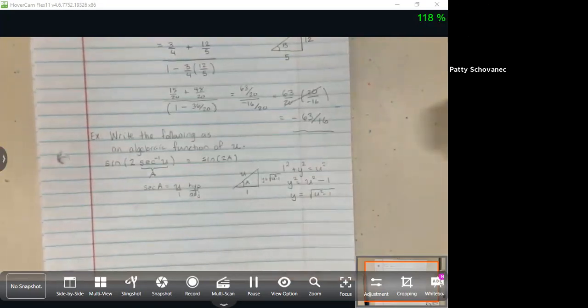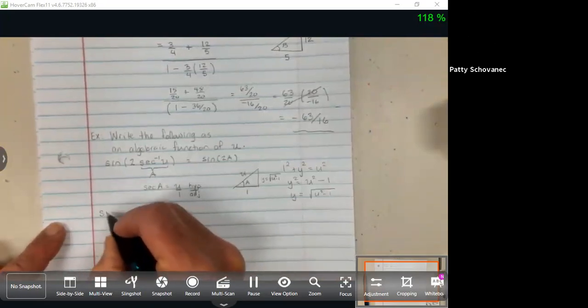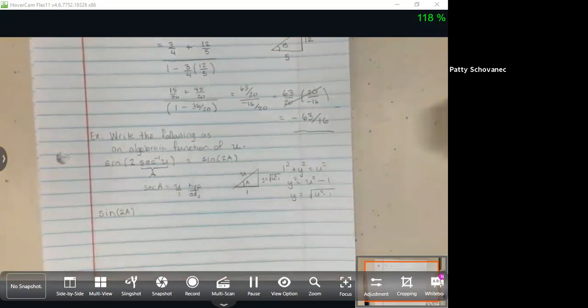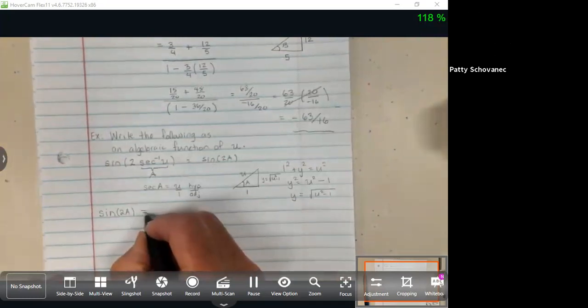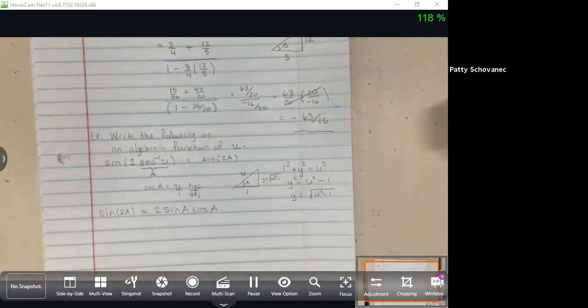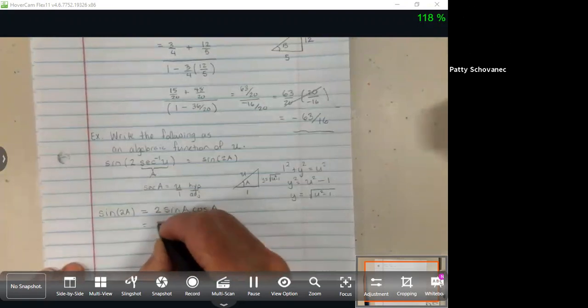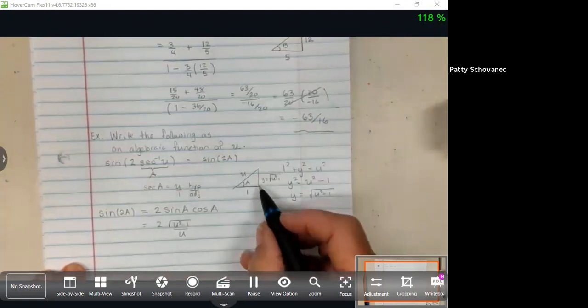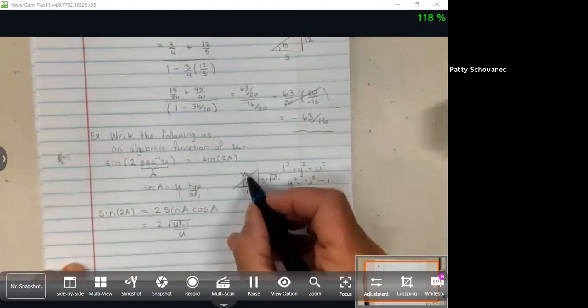Now let's hold off on that picture and go down here and expand the sine of 2 times A using the double angle identity for the sine. It's 2 times the sine of angle A, cosine of angle A. I can get both the sine and cosine looking at the triangle. The sine is opposite over hypotenuse. So I got that square root of u squared minus 1 divided by u. And the cosine of angle A is adjacent over the hypotenuse.